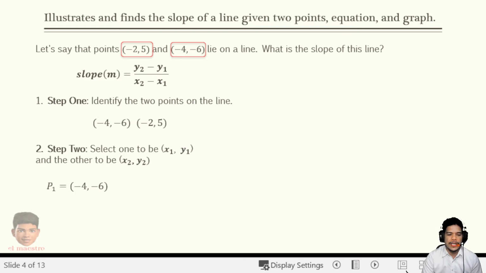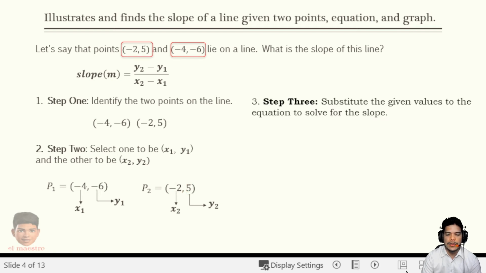So, in this case, I'm choosing negative 4 and negative 6 as my point 1. So, definitely, negative 4 will be my x sub 1, and negative 6 will be my y sub 1. Then, point 2, so you have negative 2 and 5. So, negative 2 will be the x sub 2, and positive 5 will be y sub 2. So we have identified those now.